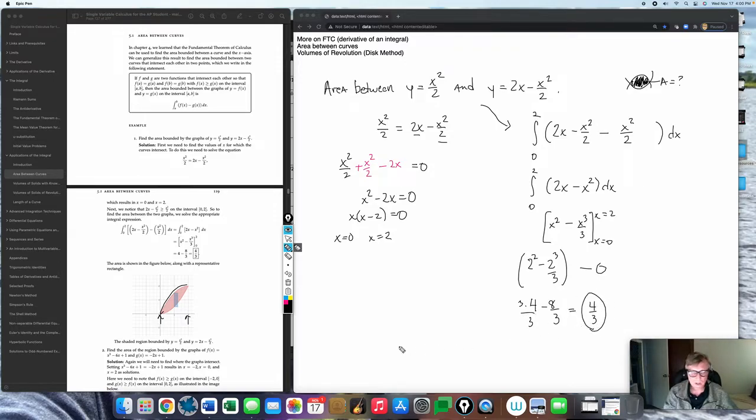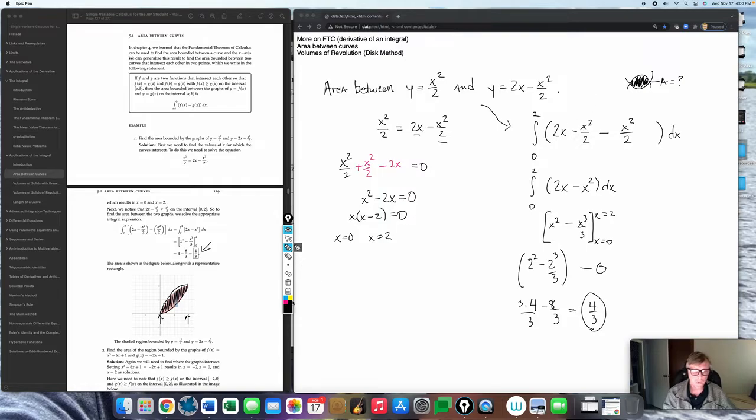So that's exactly how much area there is between this upper parabola and this lower parabola. This shaded area here is exactly 4/3 square units. All right, so that's just a very quick example to get you started on the idea and the concepts of how to find the area between curves.